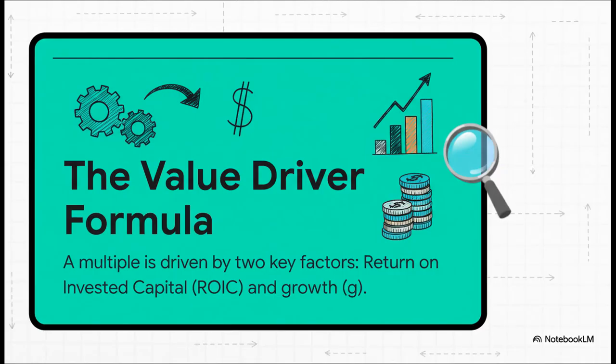And this leads us straight to the underlying math of it all. A company's multiple isn't just some random number. It's the direct result of a value driver formula. It is mathematically tied to 2 key things: its return on invested capital, or ROIC, and its future growth rate. It's simple. Companies with higher returns and higher growth will have and should have higher multiples.